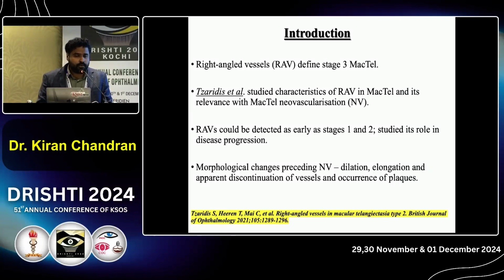And Sarraf and colleagues published a paper in BJO in 2021 where they studied characteristics of RAV in MacTel and its relevance with MacTel-associated neovascularization. So they studied RAVs as early as in stages 1 and 2 and associated disease progression associated with RAV. And even morphological changes in RAV precede neovascularization in the form of dilatation, elongation, and apparent discontinuation of the vessels and occurrence of pigment plaques.